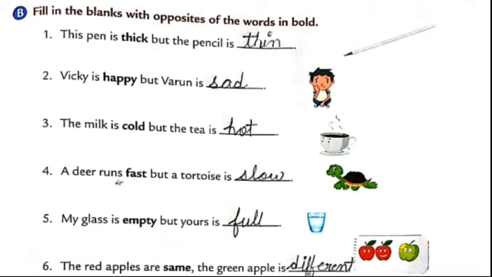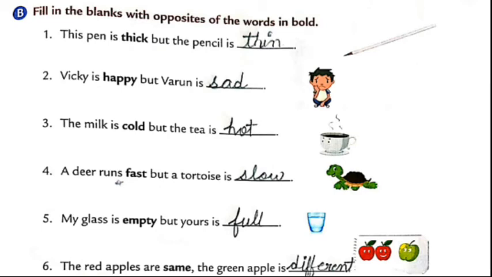For example, the first one is, this pen is thick but the pencil is dash. As you can see here, the word which is in bold letters is thick. So you have to write its opposite. And what is the opposite of thick? Opposite of thick is thin.